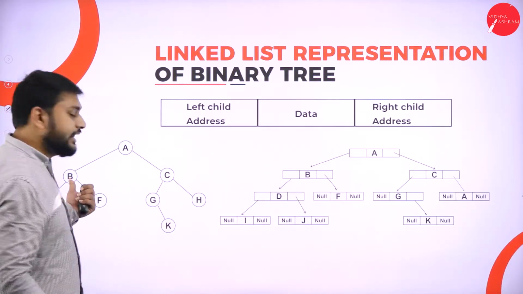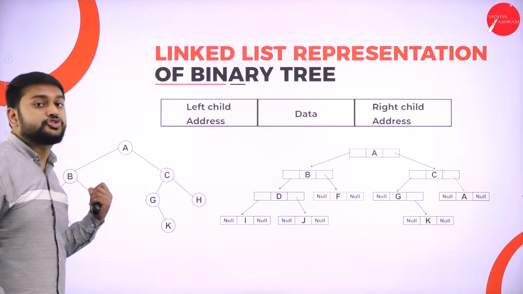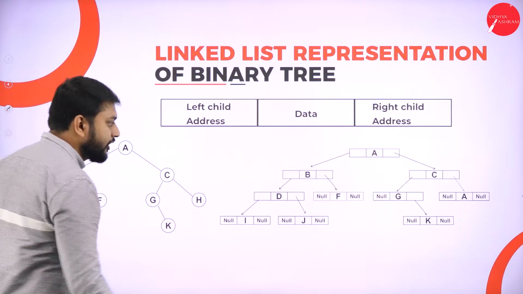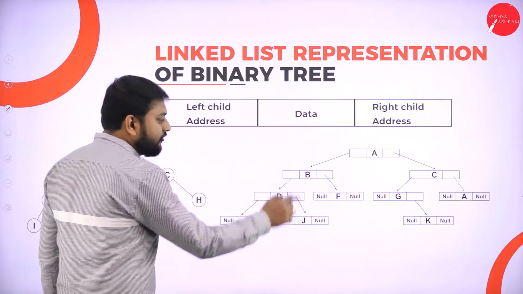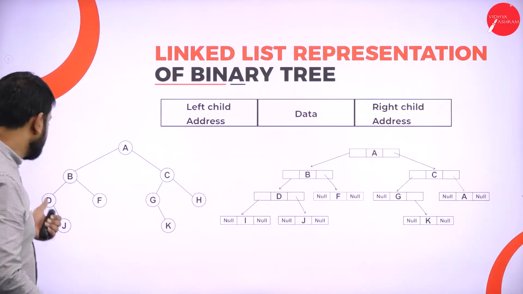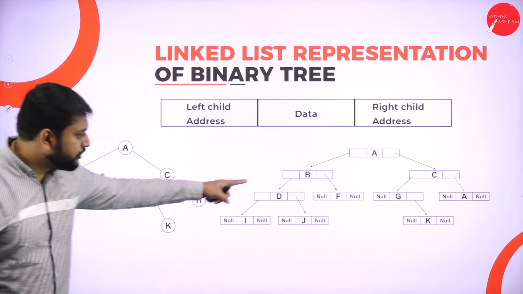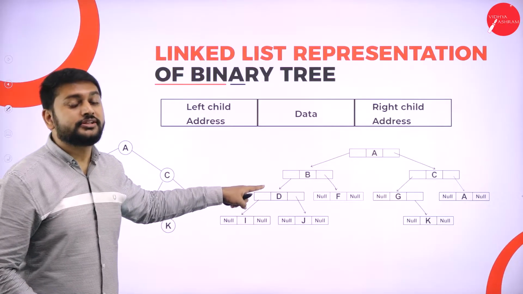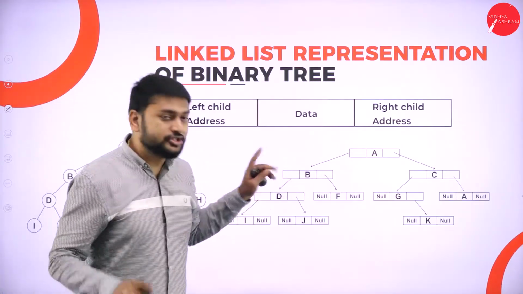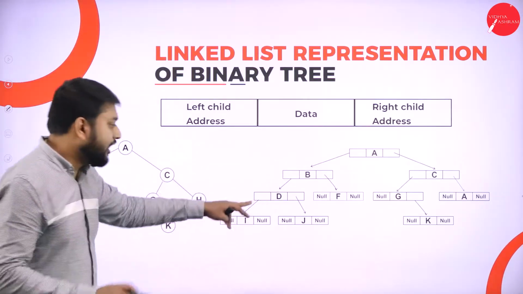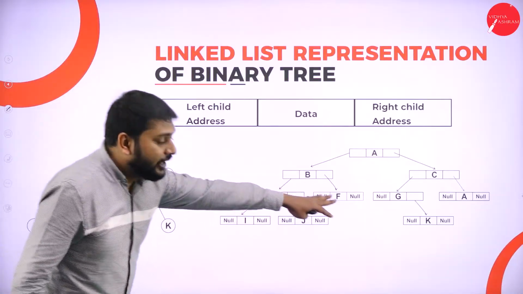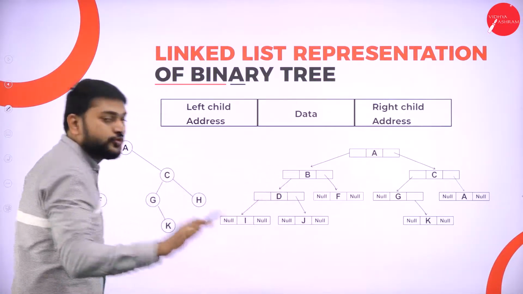What is the next left child that I have? I have B. Let me write B here. Again, for B, I have two children, that is D and F. Here I will be mentioning the address of the left child, and here the address of the right child. The left child is D, and the right child is F for B. That's what you need to observe here.